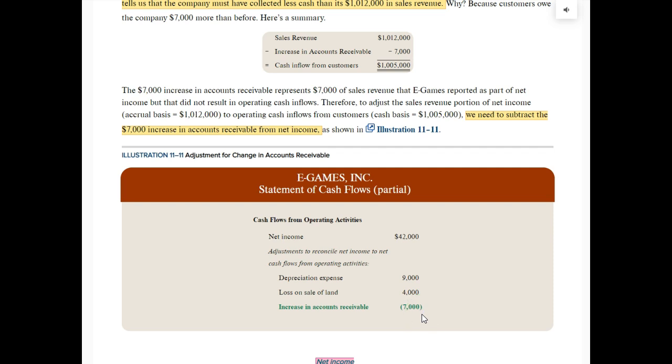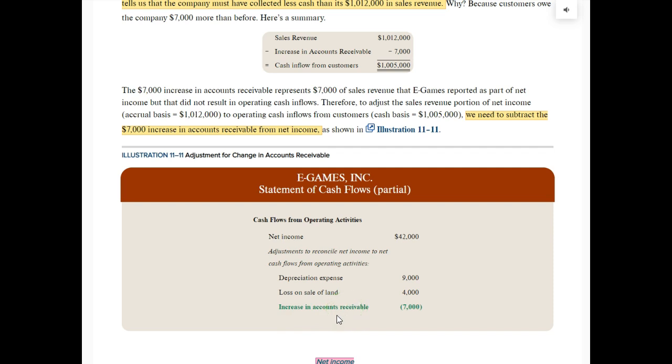Think of cash. Now, if we record an increase in receivables, for example, we sell something for, let's say, $7,000 on account, we debit accounts receivable, credit revenue. Revenue goes up, but cash did not come in the door. So it increased revenue, so it increased net income, but if our receivables also increased, that means there's that much cash we did not have come in the door. So we're going to subtract an increase in accounts receivable.